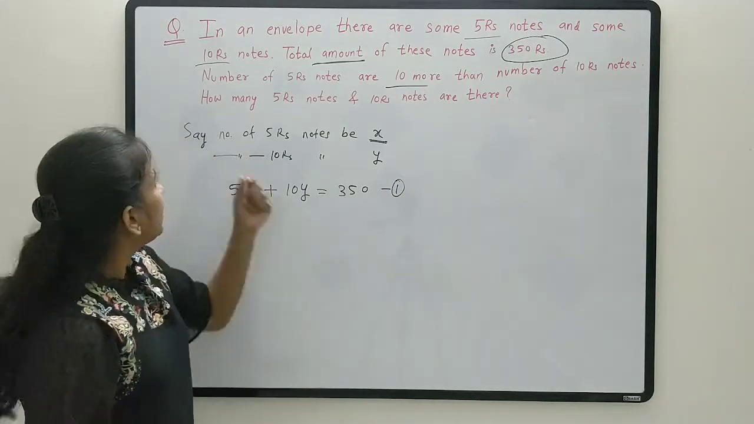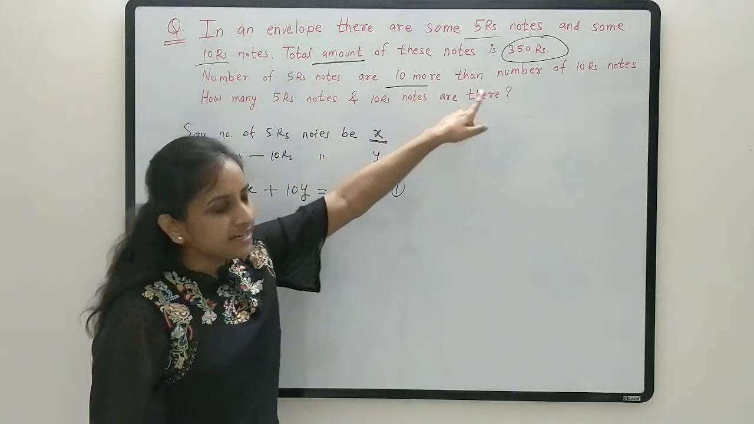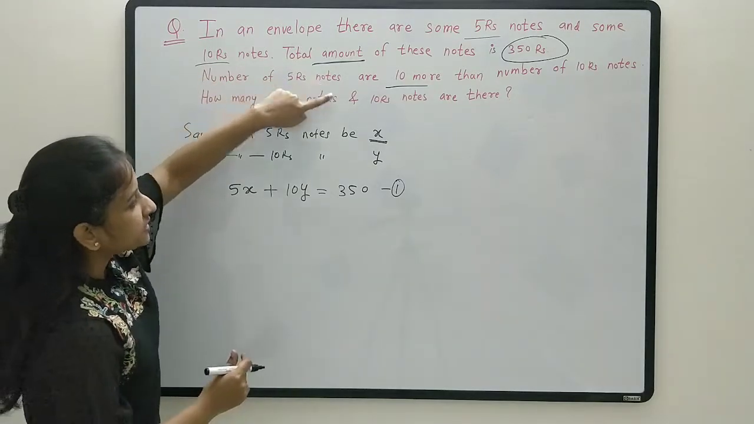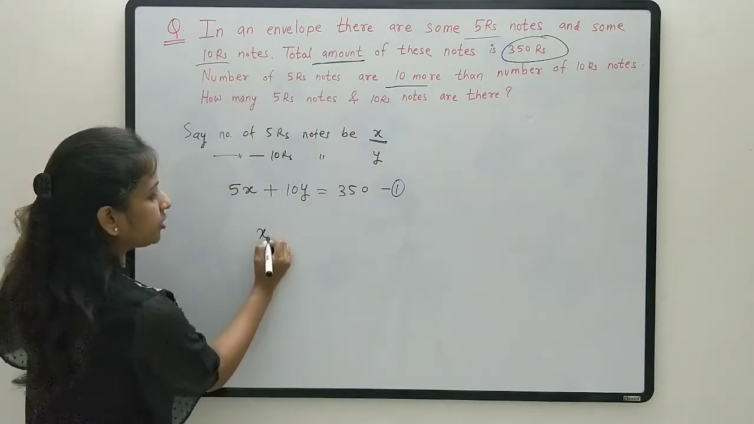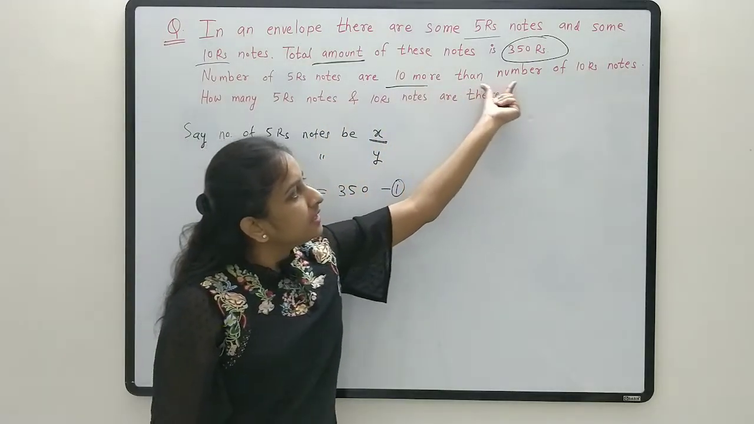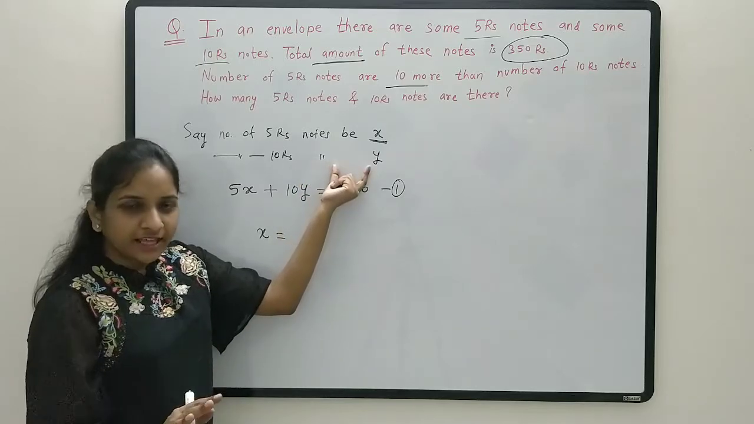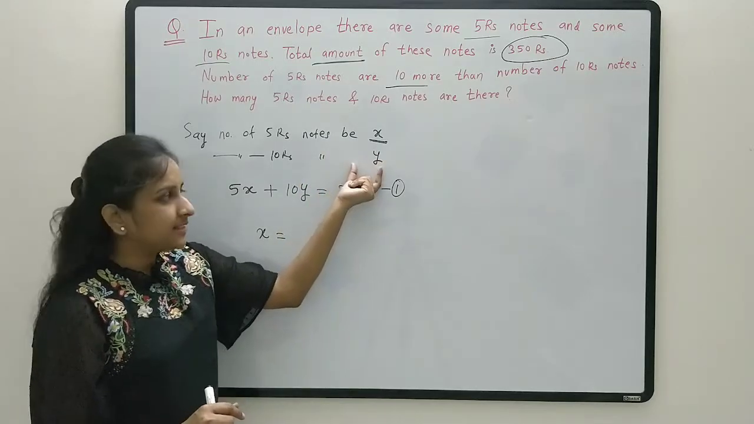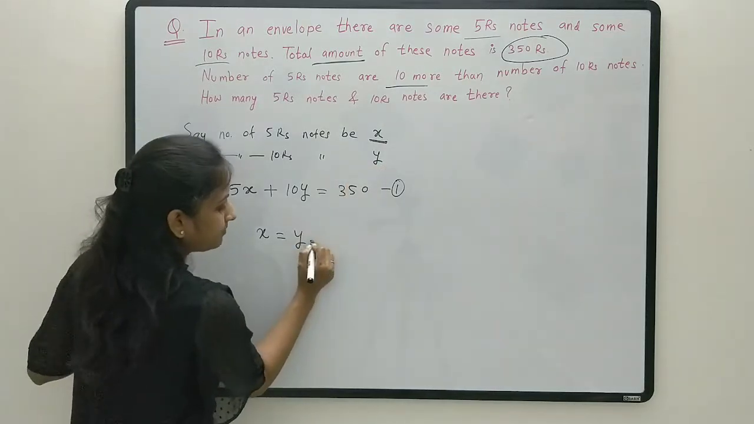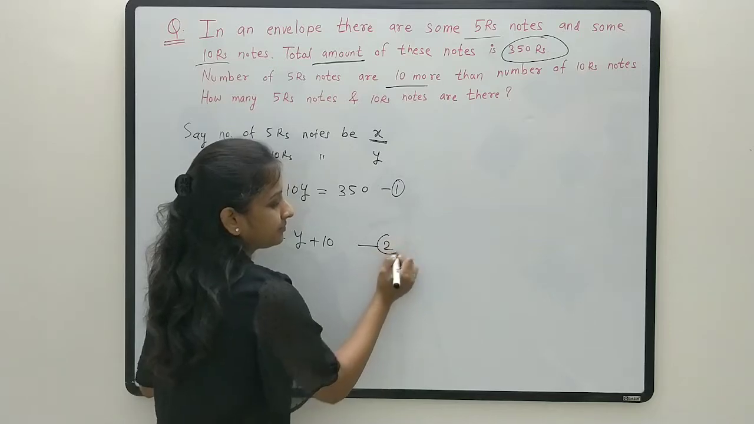Fine. Now next statement. Number of 5 rupee notes are 10 more than number of 10 rupee notes. Means what? Number of 5 rupee notes, that is x, okay, are 10 more than number of 10 rupee notes. Whatever 10 rupee notes are there, 10 more than this is 5 rupee notes. Okay. So 10 more than this means y plus 10. This is our second equation: x = y + 10.